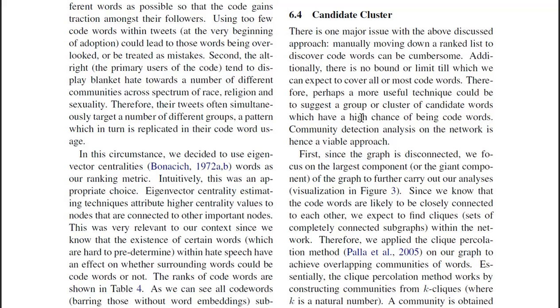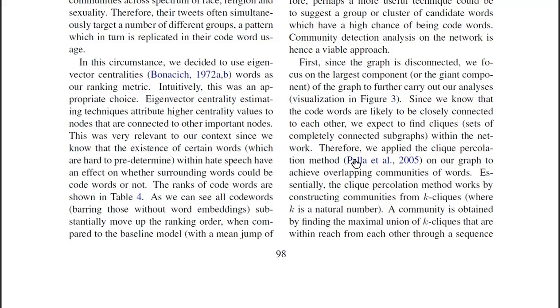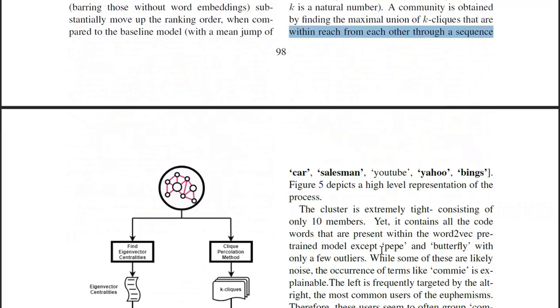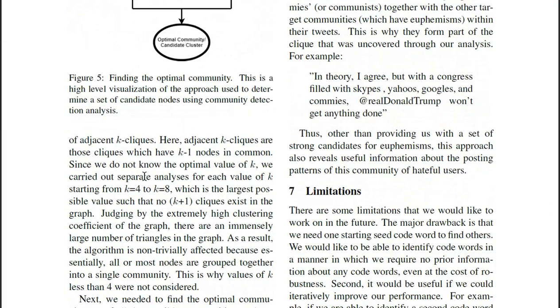First, since the graph is connected, we focus on the largest component, or the giant component, of the graph to carry out further analysis. Since we know that the code words are likely to be closely connected to each other, we expect to find cliques, which are sets of completely connected subgraphs within the network. Therefore, we applied the clique percolation method on our graph to achieve overlapping communities of words. Essentially, the clique percolation method works by constructing communities from k-cliques, where k is a natural number. A community is obtained by finding the maximal union of k-cliques that are within reach of each other through a sequence of adjacent k-cliques.